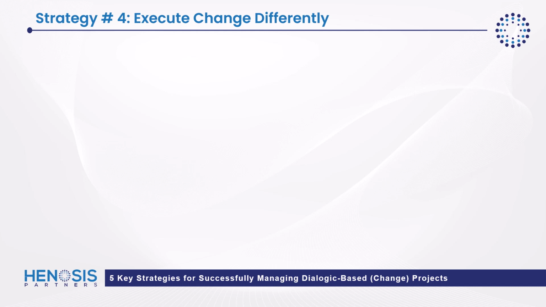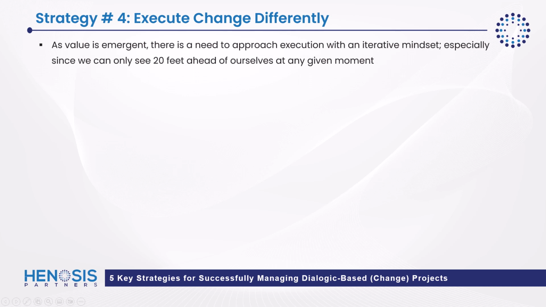A fourth strategy that you can use to increase your success when leading dialogic-based change is to execute change differently. As mentioned earlier, when leading dialogic-based change, value is emergent, and so there's a need to approach execution with an iterative mindset, especially since we can only see 20 feet ahead of ourselves at any given moment. And so we approach with an experiment our way forward type of mentality.